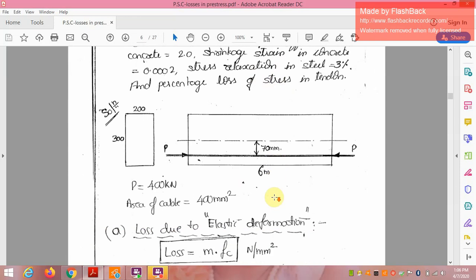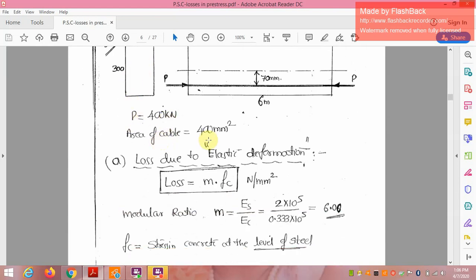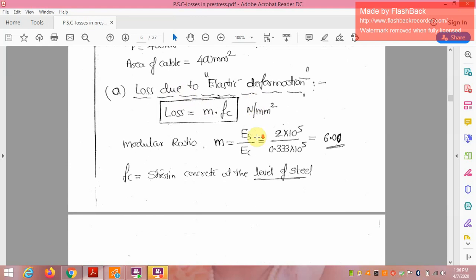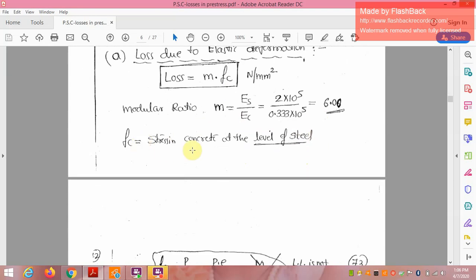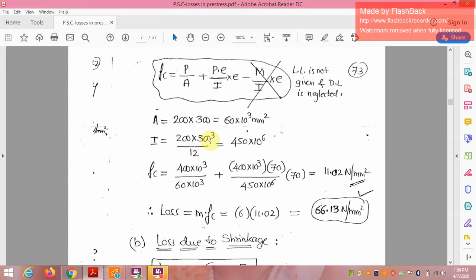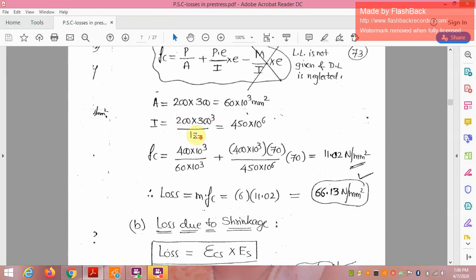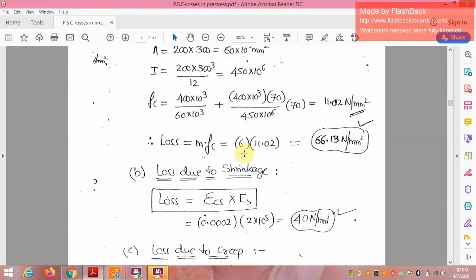So this is the diagram. The E value is 17, length is 6 meters, and breadth and depth are 200 and 300. P is 400 kilonewton, and the area of the cable is 400 square. So loss due to elastic deformation is m into fc. Therefore m is equal to Es upon Ec, that is 6.06. Fc is the stress in the concrete at the level of the steel. Similarly, area is 200 into 300, and I is equal to 200 into 300 cubed divided by 12. So fc is equal to 111.0 Newton per mm square.